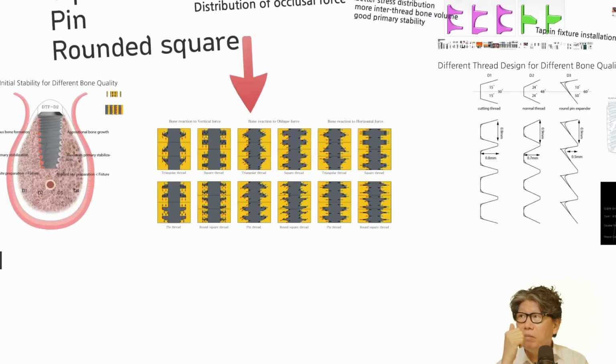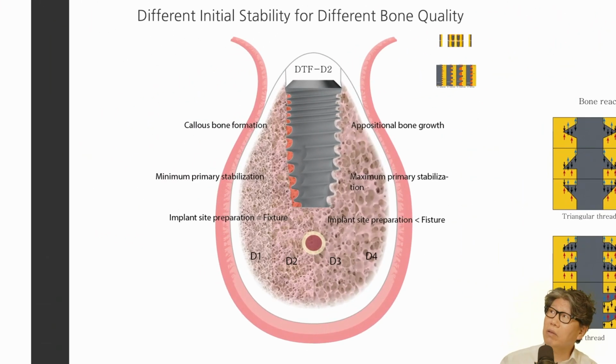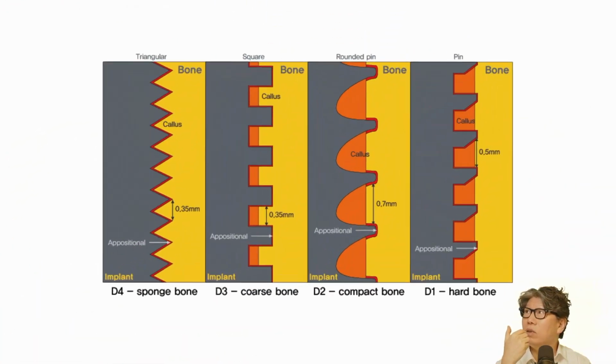So I think I've conveyed everything about the design so far. This also has approval. This one is a single thread, and there's also a version made with a double thread. Depending on the D4 bone, D3 bone, D2 bone, D1 bone, I sketched out how to implant it like this. Think more about whether to induce callus bone formation or positional bone growth.